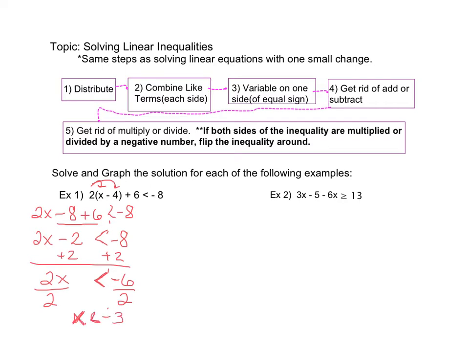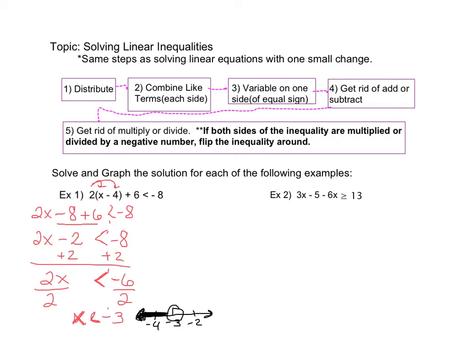negative 3. And I see that my directions told me to both solve and graph, so I'm going to go ahead and graph my solution. So just like we saw, I'm going to find negative 3 and label that on my graph. I'm going to use an open circle at negative 3, and I read that it's x is less than negative 3, so I'll shade everything to the left. So I have my solution as well as the graph of my solution.